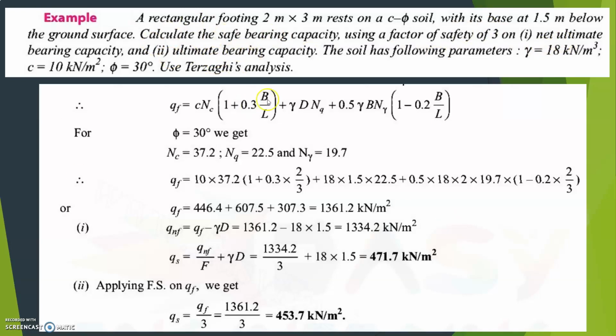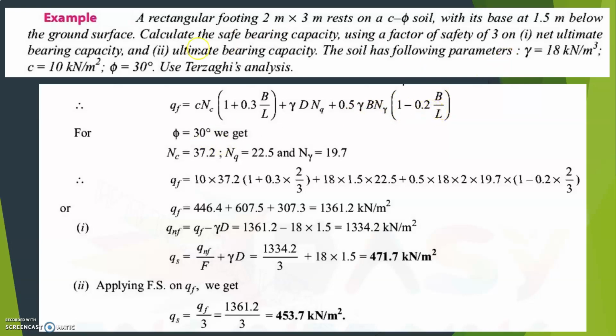Okay, so here for the rectangular footing for c-phi soil, the formula is this one: qf, ultimate bearing capacity, is equal to C into Nc into (1 plus 0.3 B divided by L) plus gamma into D into Nq plus 0.5 gamma into B into N gamma into (1 minus 0.2 B divided by L). This is the formula for rectangular footing.